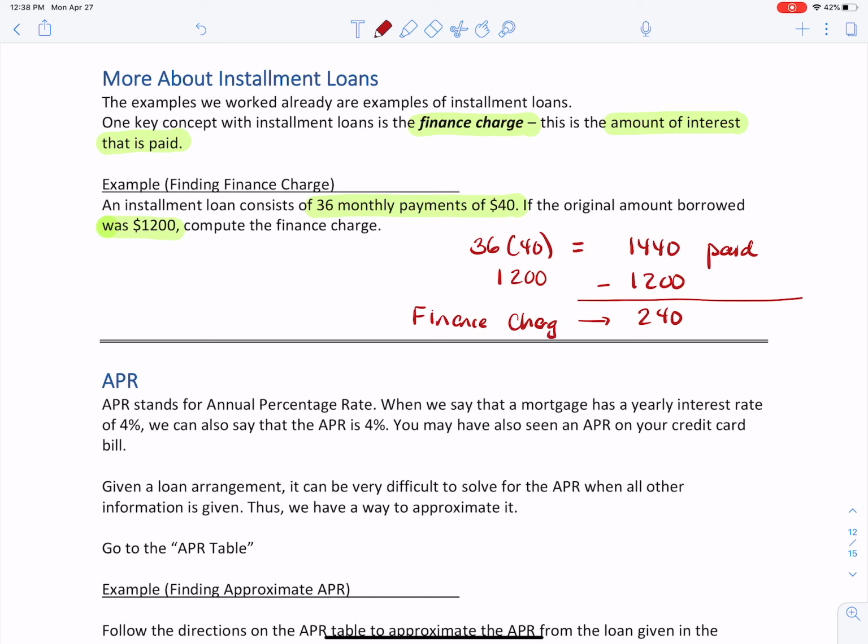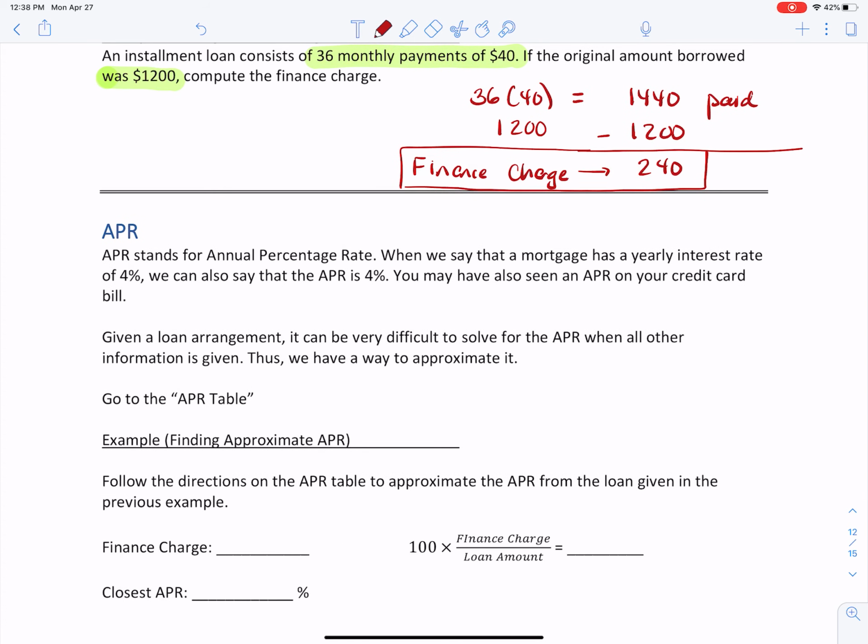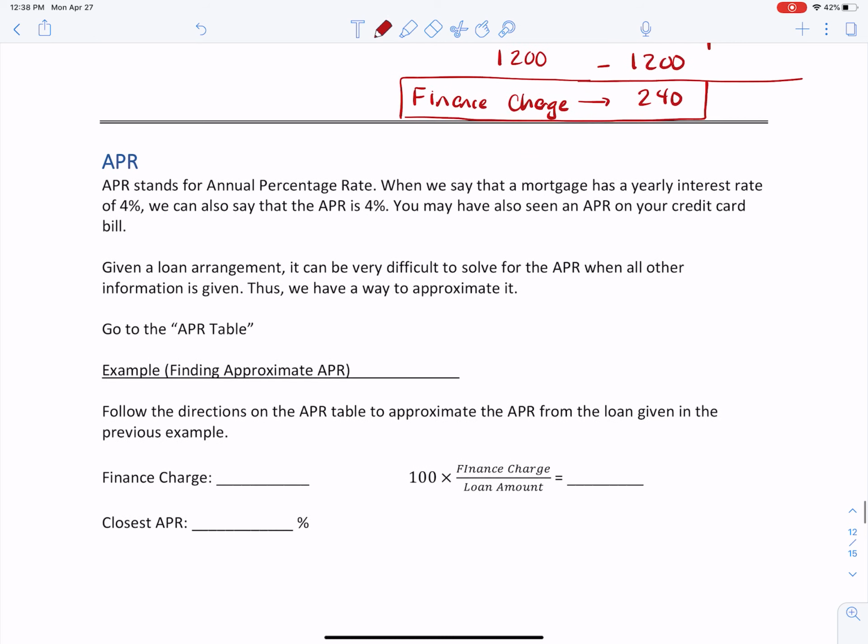So the finance charge helps us to approximate the APR in that we know that the finance charge is some portion of the loan amount. So we look at a percent more or less. So what we're actually finding is this thing called APR, which is annual percentage rate. This is the rate that's stated on a lot of your credit card statements and whatnot. This is the annual rate that's getting compounded monthly or daily or whatever it is.